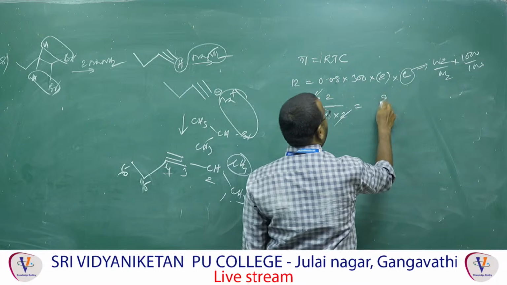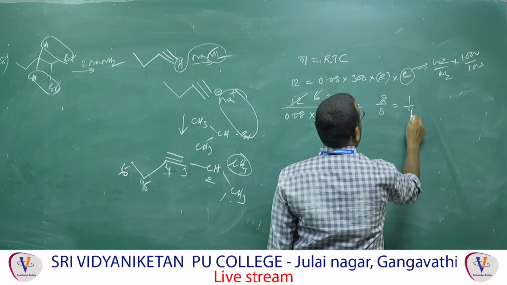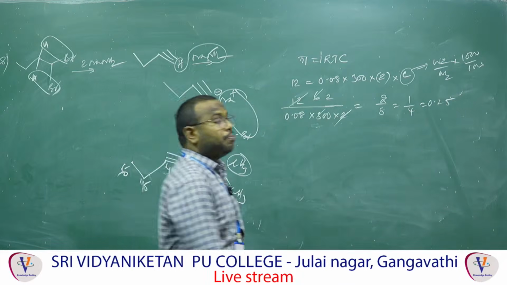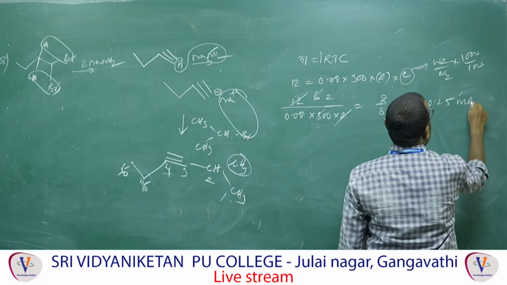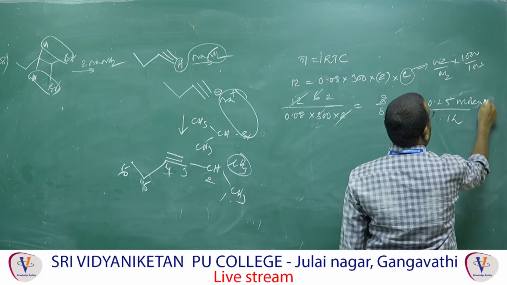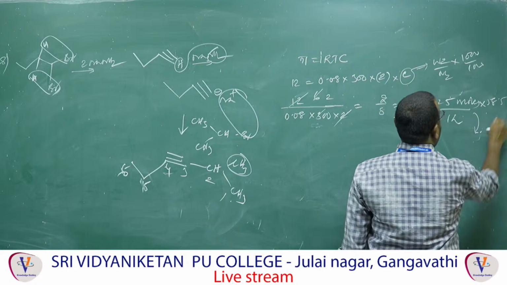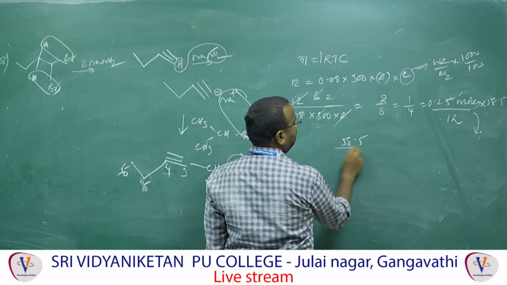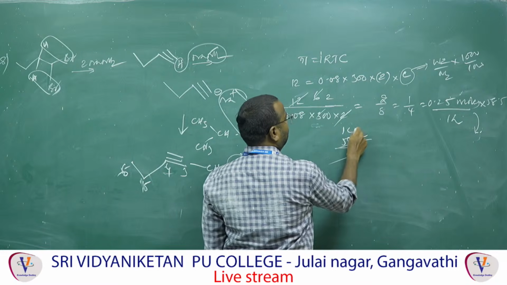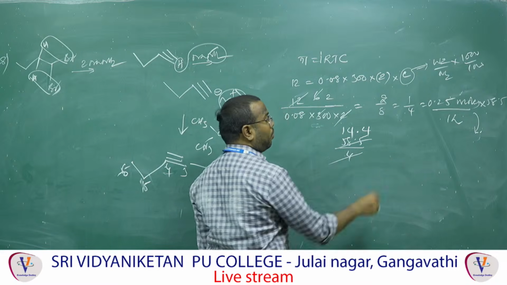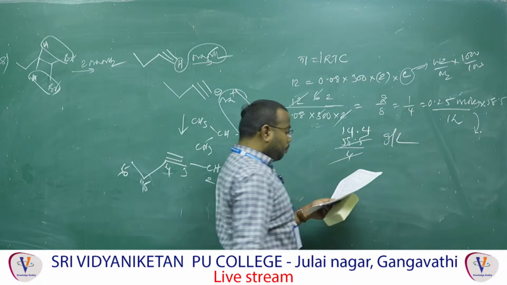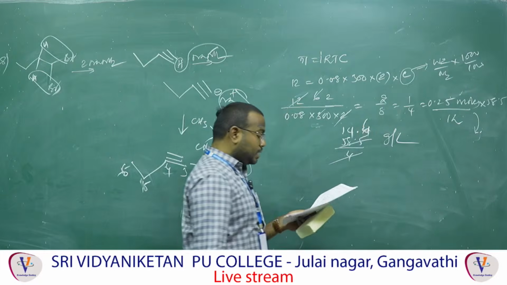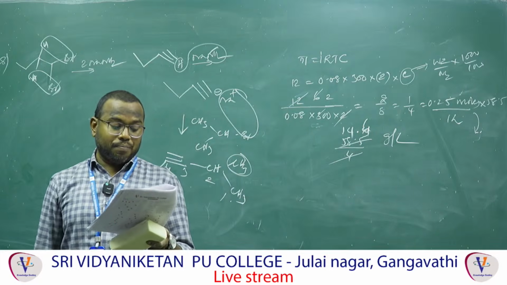So we have 2 by 8, 1 by 4, 0.25 molar, which means 0.25 moles in 1 liter. And to convert it into grams, 58.5 divided by 4, 14.4 gram per liter. Option number 1, approximately 6 gram. So you get 6. Option 1 is correct answer.